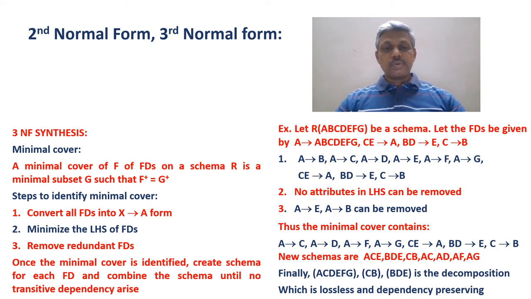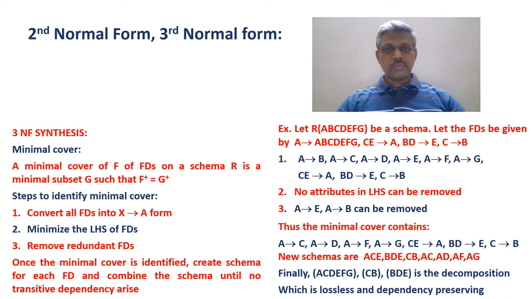Whereas in the third step, A then E and A then B can be removed, as they can be obtained from the combination of other functional dependencies. If you look at A then B, A then D is there, so A then BD happens, BD then E is there, so a transitive dependency can be formed with A then E, so A then E can be removed. Similarly, A then B can also be removed because it can be obtained through the combination of the remaining dependencies. So once I remove those, whatever functional dependencies remain is a minimal cover.